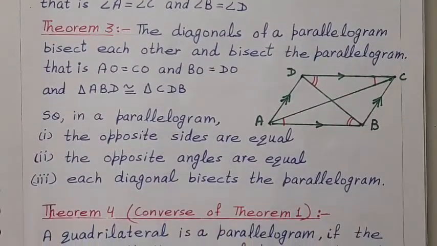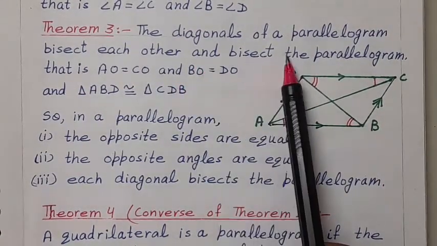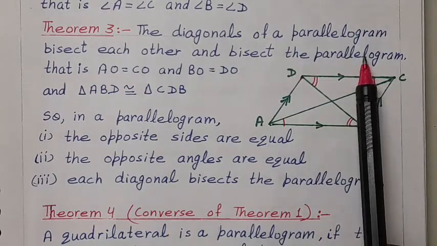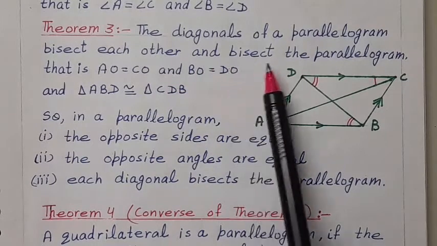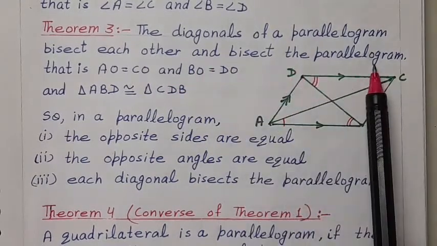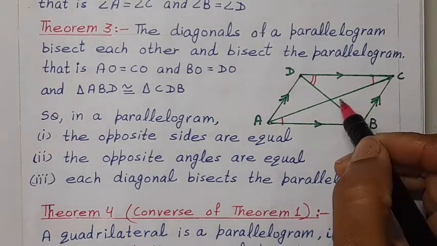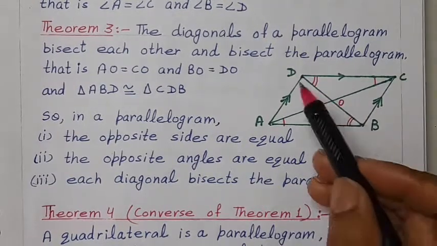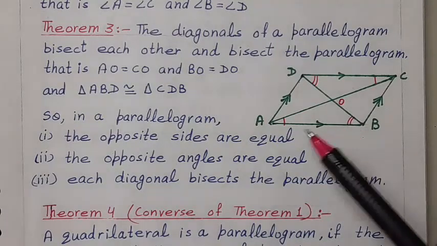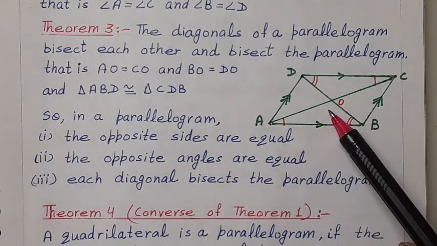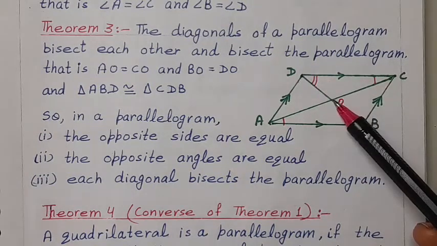Now see what we have in theorem number 3. The diagonals of a parallelogram bisect each other and bisect the parallelogram. That is, now if O is the point where both the diagonals are intersecting, then AO is equal to OC and DO is equal to OB.